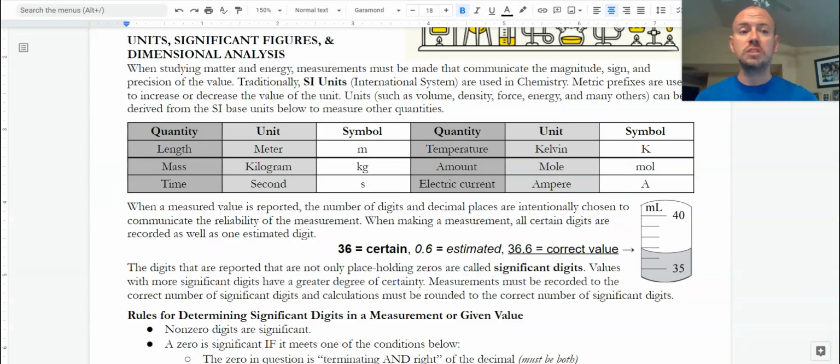So units are probably the key thing anytime we do any sort of measurement. When you put an answer, whether it's on a quiz, whether it's on a test, or all the way to the AP exam, you've got to have the unit. You've got to think about what we're trying to measure and what units we're using to measure that.